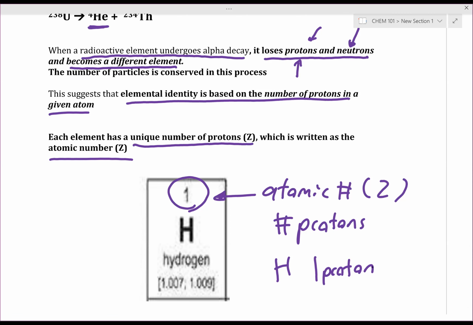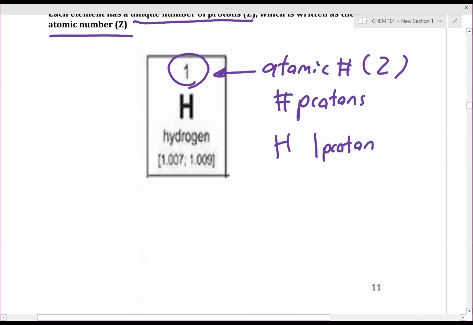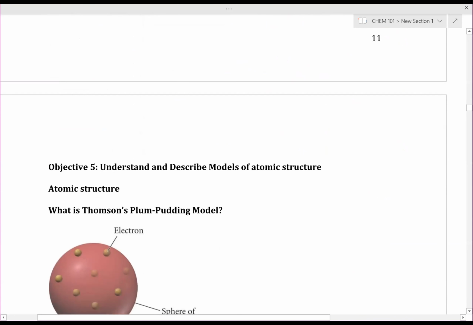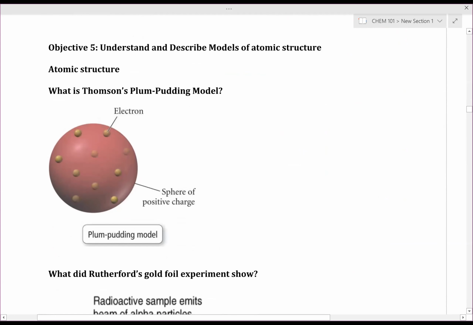Okay. So what we're going to do now is take this a little bit further. We have these protons, we have these electrons, we have the idea that these particles exist. Now let's try to think about how these particles are arranged. How do we put together all of these particles to make an accurate model of the atom? So there are a few major models of atomic structure.